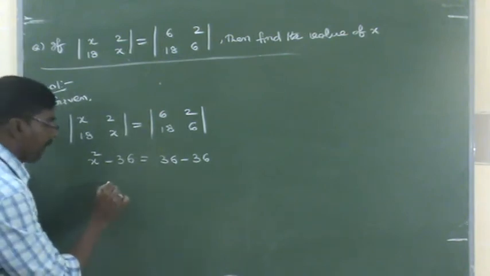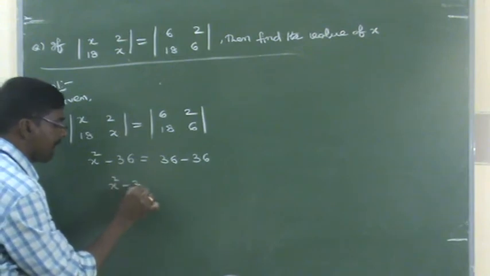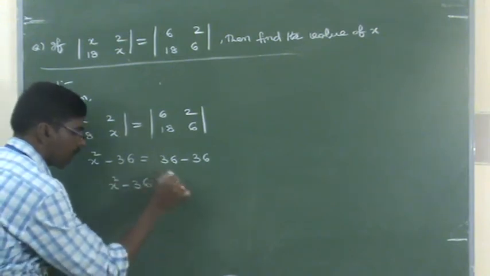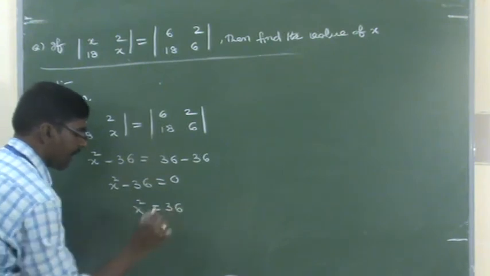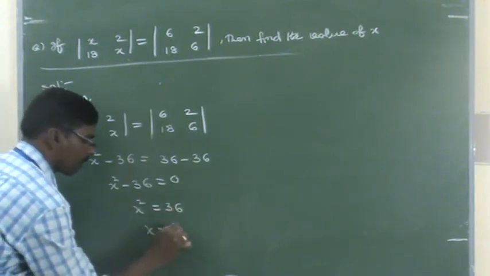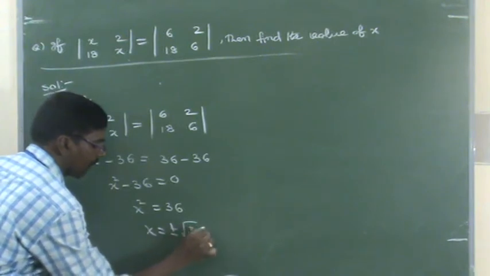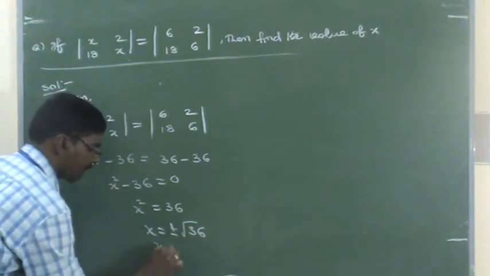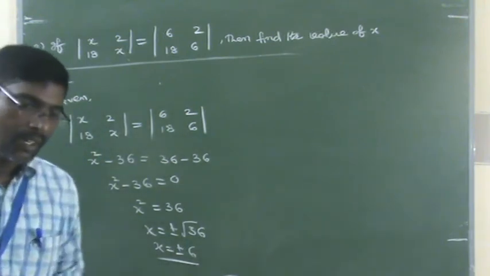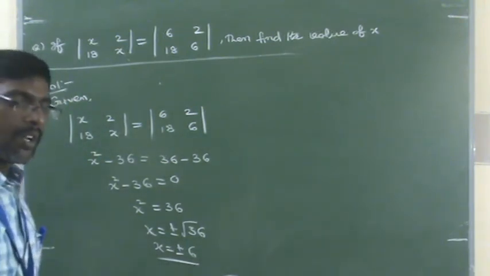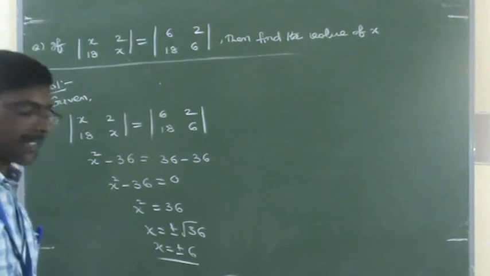The value can be written as x square minus 36 equal to 0. x square is equal to 36. x is equal to plus or minus root 36. The value of x is plus or minus 6.